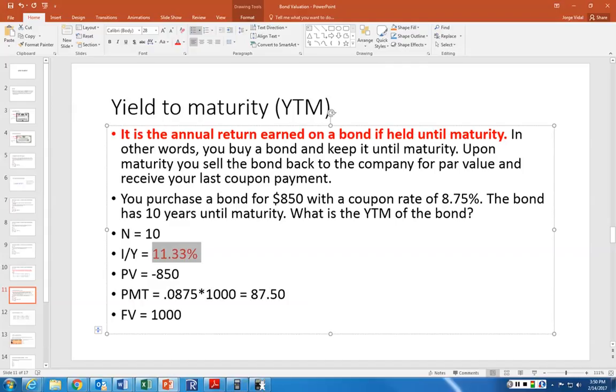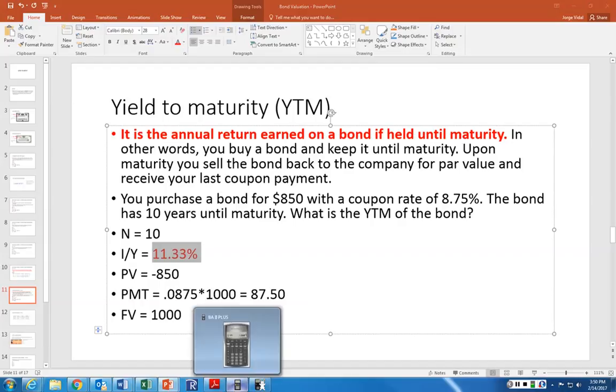So if you hold this bond for 10 years, receive the coupon payments of 87.50 and the par value of 1,000, and you pay 850 for this bond, on an annual basis for 10 years, you will be earning 11.33%. Don't forget, we express yields on an annual basis so we can compare investments with different maturities.